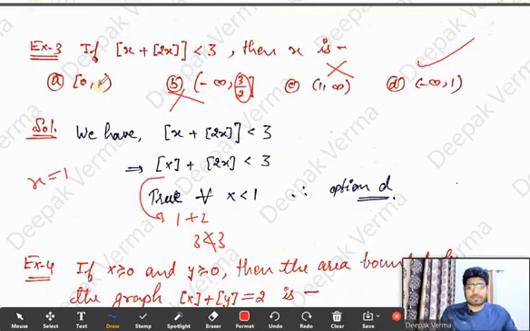This can be the answer. 0 to 1. We can take x equals to negative also, but here we are saying x belongs to 0 to 1. So this is not right and option D is the right answer. I hope it is clear. You have understood.